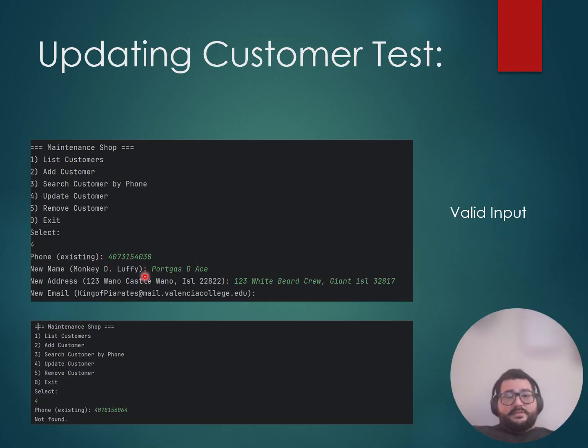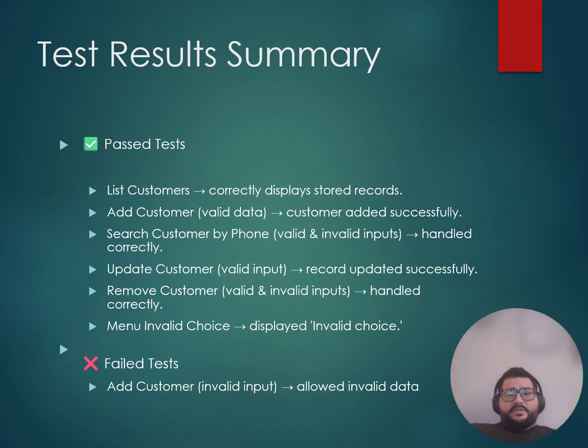I'm not sure why it cut out. And then we tried an invalid input, right, for a phone number that does not exist, and it didn't find it because it does not exist in the system. So up to this point, most of the program. So these are going to be our test results and our test result summary.